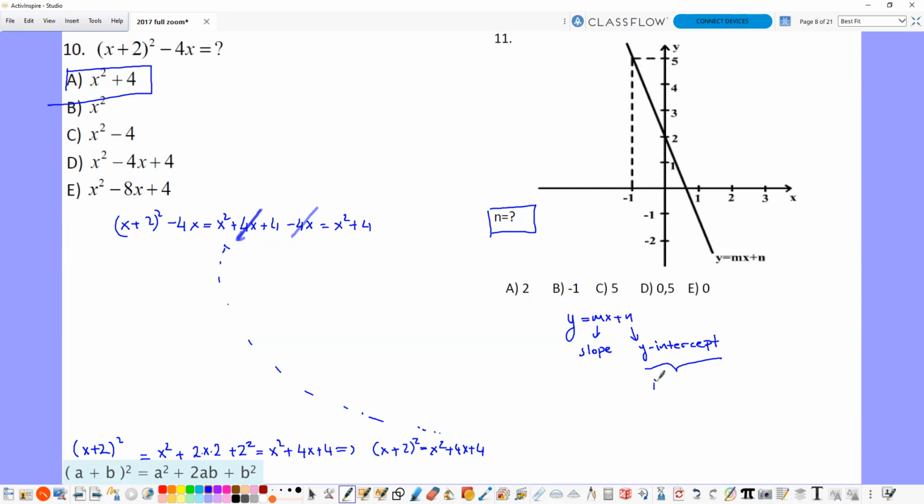Y-intercept means the intersection of the graph with the y-axis. So this is the graph, and where it intersects with the y-axis, here at 2, this value becomes n. And here it's equal to 2. So the answer is A.